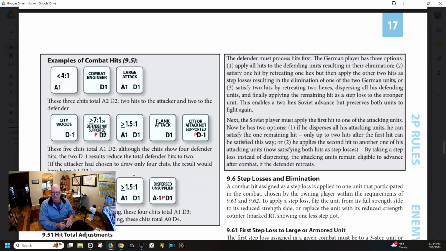Next, the Soviet player must apply the first hit to one of the attacking units. Now he has 2 options. If he disperses all his attacking units, he can satisfy the 1 remaining hit. Only up to 2 hits after the first hit can be satisfied this way. Or he applies a second hit to another one of his attacking units by taking a step loss instead of dispersing.